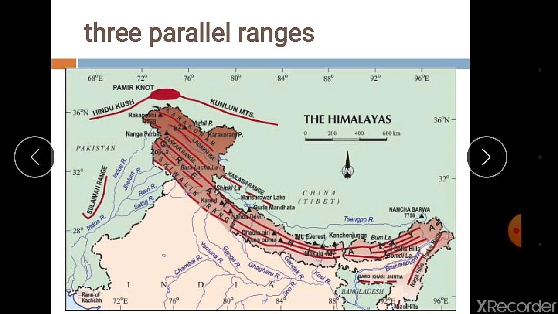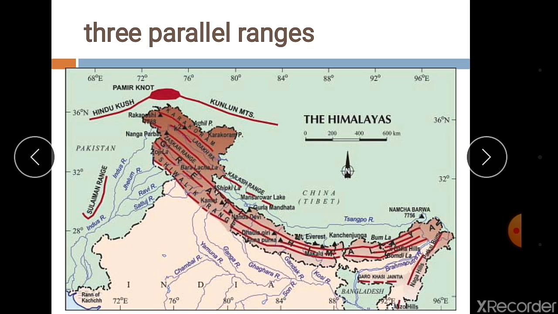The extent or width is 10 to 50 km and they have an altitude varying between 900 and 1100 meters. The altitude decreases from north to south. The northernmost, the average height was 6,000 average it was. Then the Himachal height was 3,700 to 4,500. Now Shivalik, this is very little compared to the Himadri, 900 and 1100 meters.